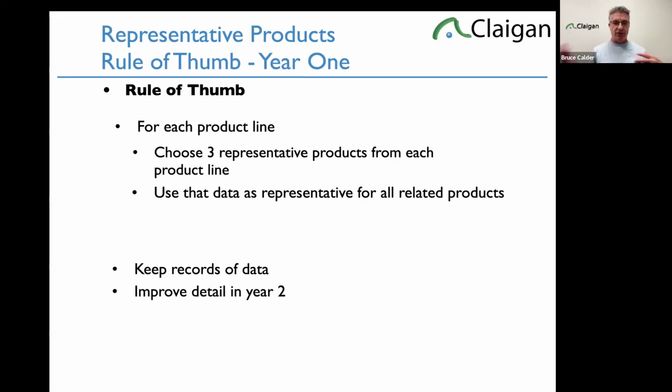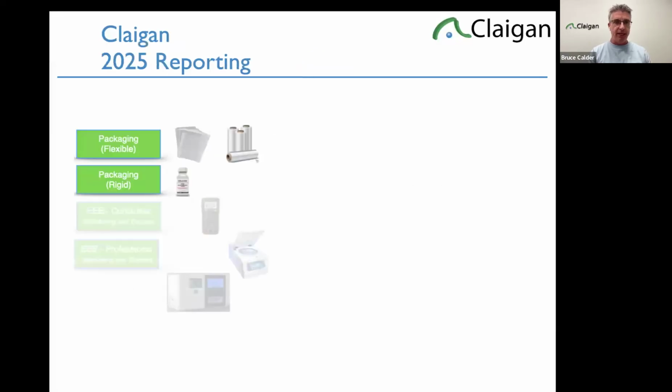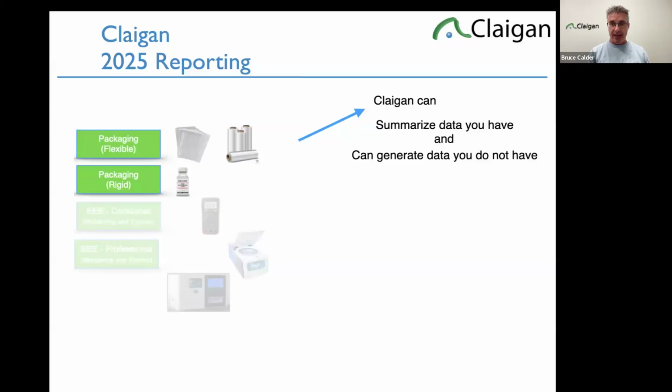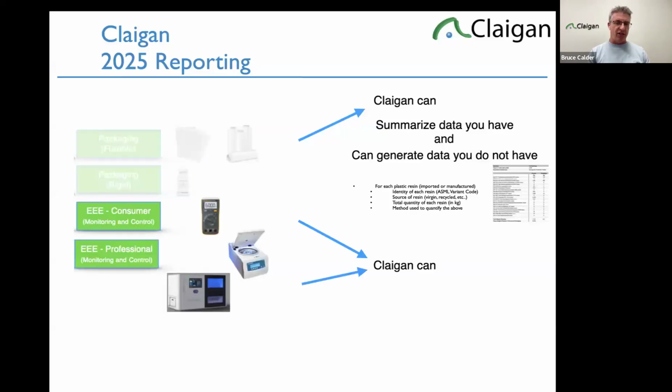Because we're an ISO certified lab, everything for us is detailed data, due diligence oriented. We have a history of everything you could ever imagine in our system. So we're really good that way. So again, reporting in 2025, we can summarize the data you have and generate the data you don't have. Furthermore, for generally electronics and complicated things, we can generate and summarize the data, make your life much easier.